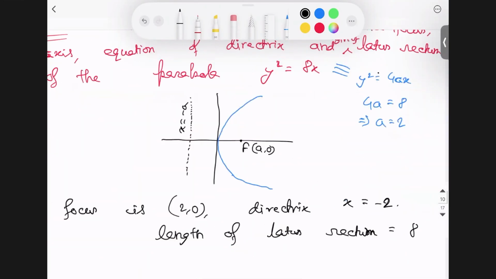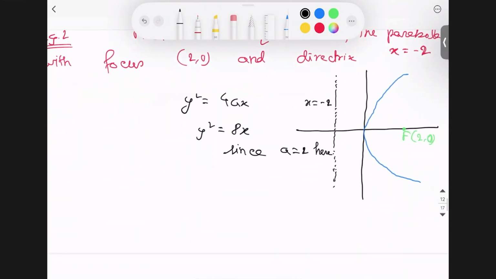Just consider a point on this parabola. The parabola is the collection of all the points x comma y. Just find the distance of that point x, y from the point F and from the line x equals to minus 2. Then you can find the equation of the parabola. It may take some extra time, and the exam will be difficult, but at least you can figure it out.